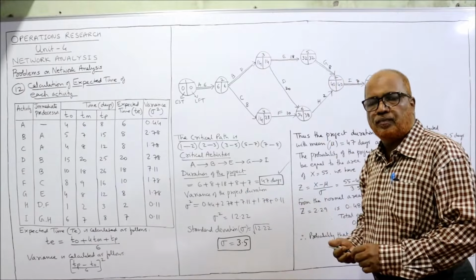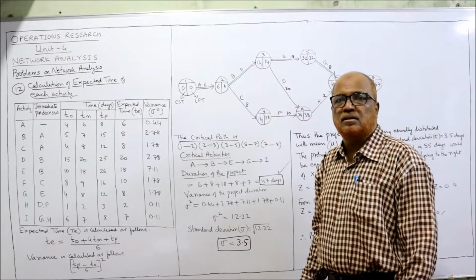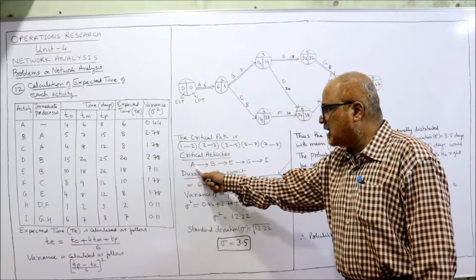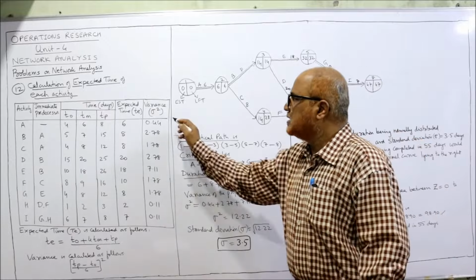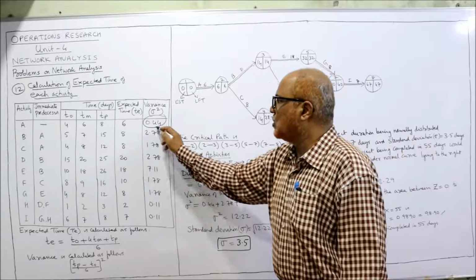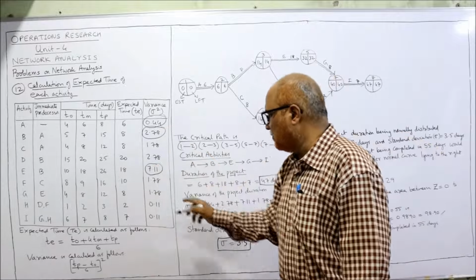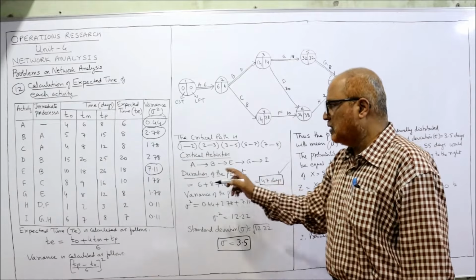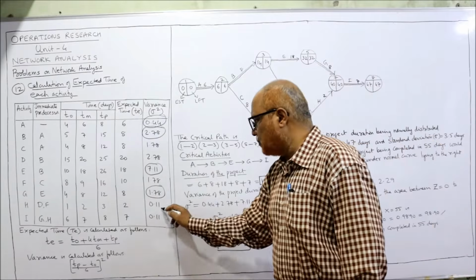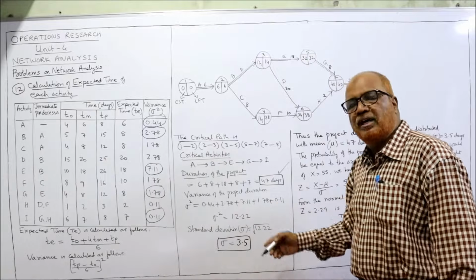Variance of the project duration. For variance, we add up the variances of critical activities. Don't take all the variances, only the variances of critical activities. The critical activities are A: what is the variance for A? 0.44. Next is B, 2.78. Then E, 7.11. Then G, 1.78. Last, I, 0.11. That's it. Add up all the variances and you will get 12.22 variance.